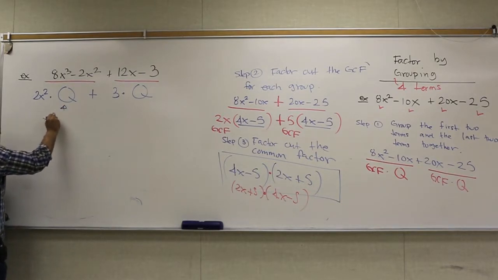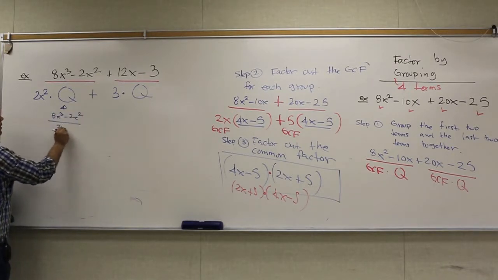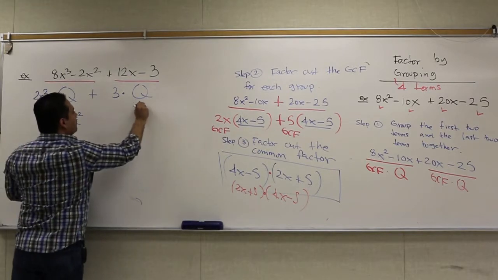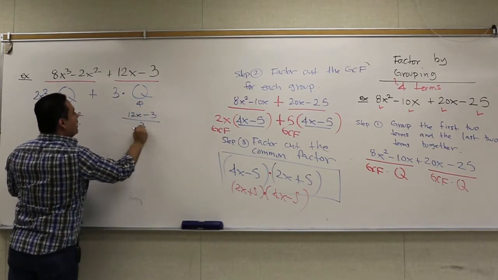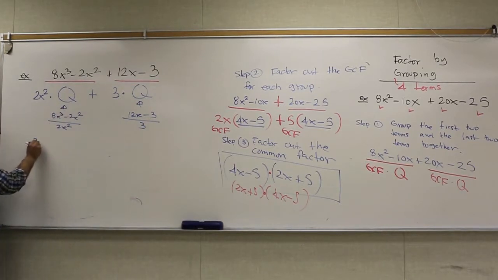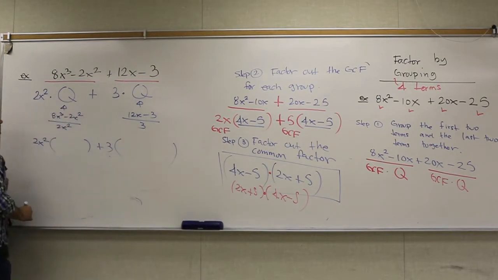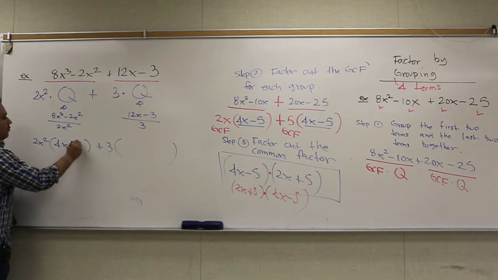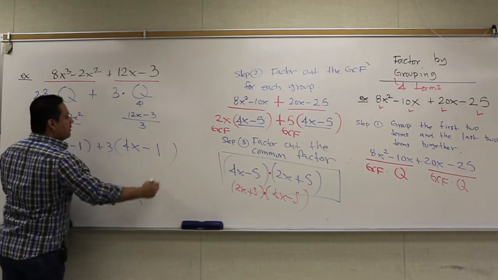Right, you guys know you get what? 8x cubed minus 2x squared over that what? 2x squared. This one, you get 12x minus 3 divided by 3. Get your quotients. 2x squared times what? What is it? Is that 4x minus 1? Is this 4x minus 1?